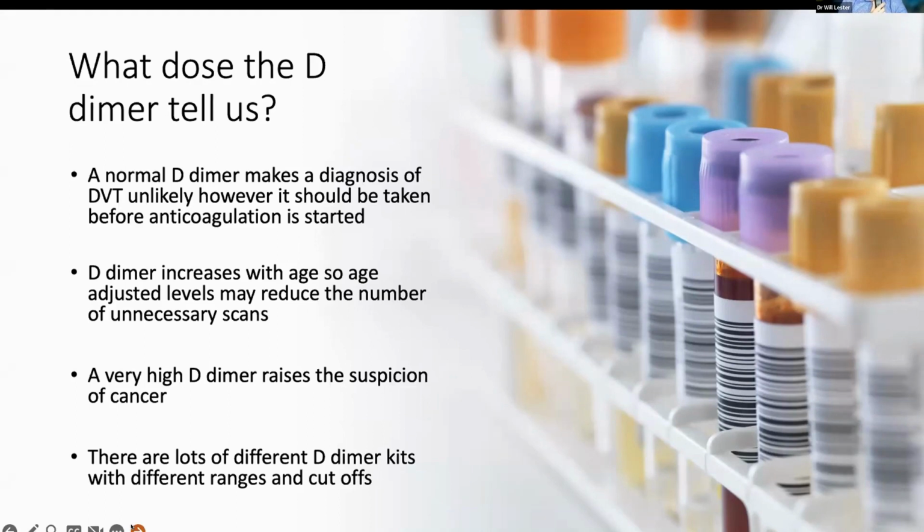The D-dimer does increase with age, and so age-adjusted levels may reduce the number of unnecessary scans. A very high D-dimer raises a suspicion of cancer. So if you do a D-dimer and it's silly high, in that case, yes, I think you need to be looking for cancer. And finally, this is really important. There are loads of different D-dimer kits out there. They have different ranges of cutoffs, and you cannot use your kit in an algorithm that used a different kit. So in the YEARS algorithm that I showed you, you can't just use any old kit and use 500 and 1,000 as a cutoff. You have to use the one that they used. They are not interchangeable, unfortunately.